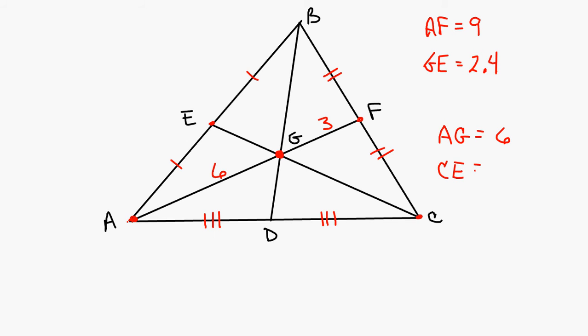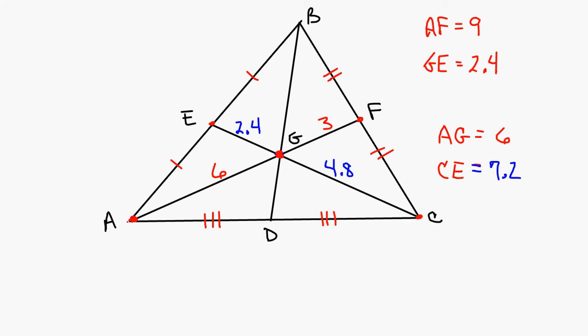If G to E is 2.4, this piece right here is 2.4. Oh, it asked for C to E. So if E to G is 2.4, how far is it from G to C? 4.8. But that's not how far it is from C to E, is it? That's how far it is. 7.2. Very good.